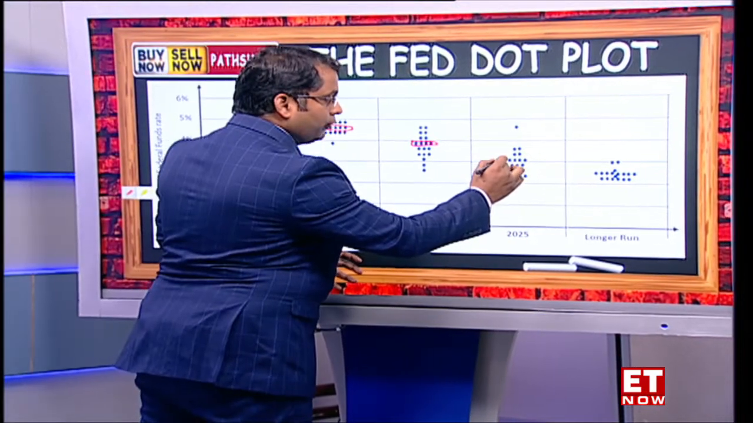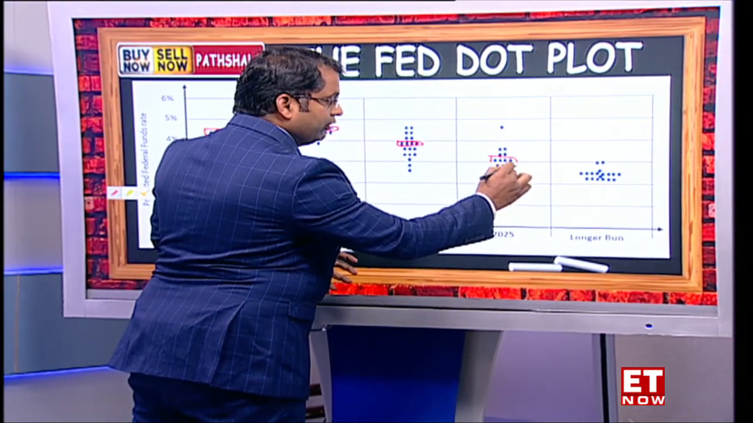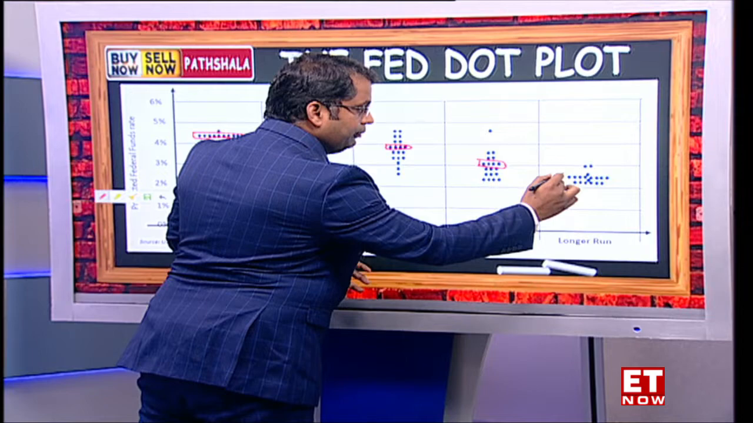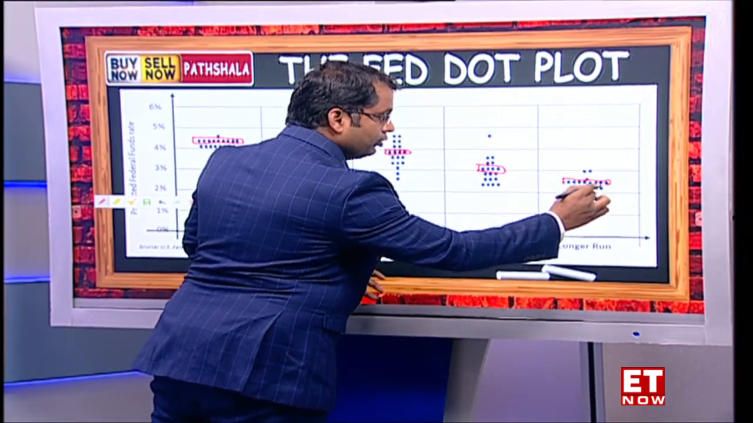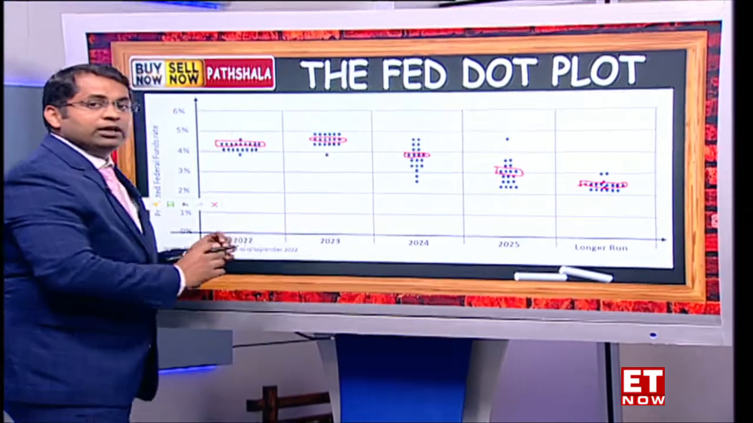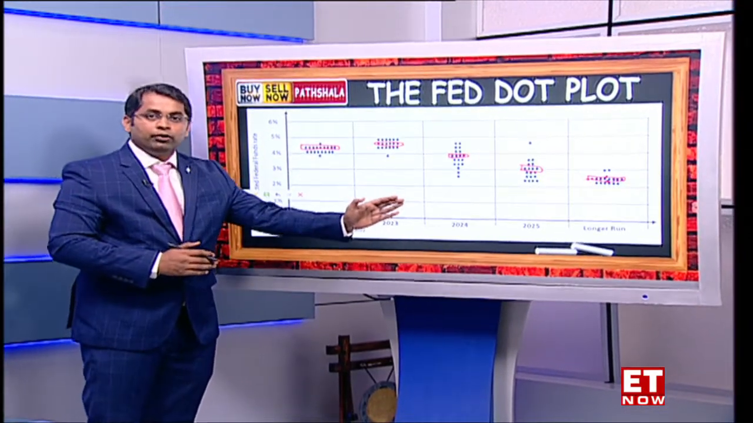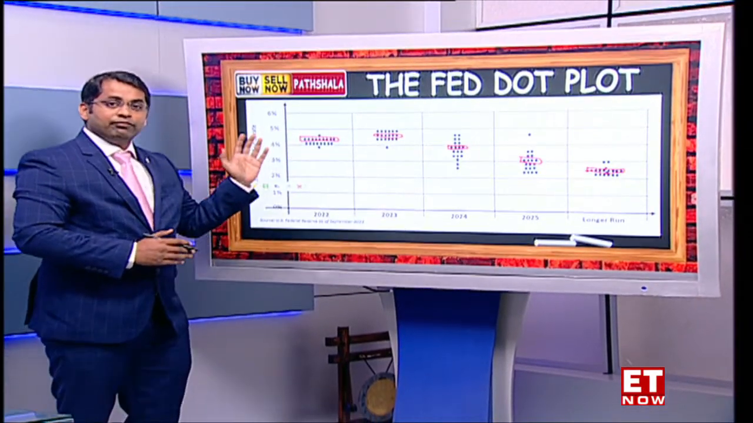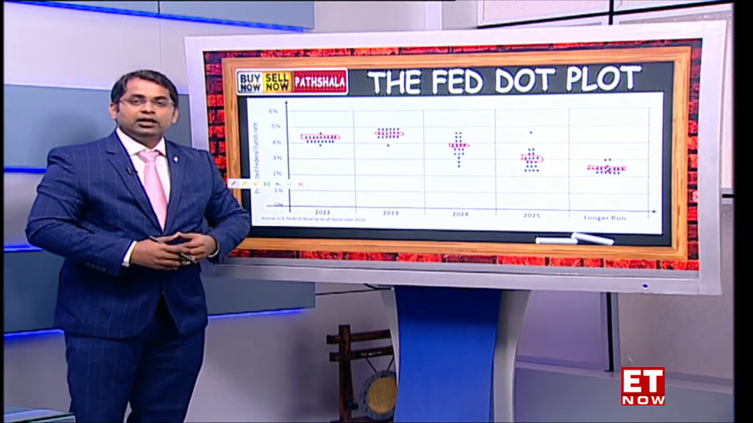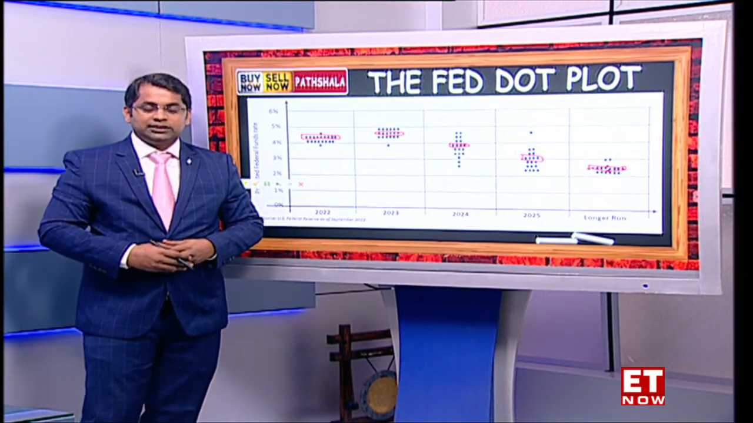In 2025, the median rate drops down to almost this kind of a level, and in the longer run, the median rate would drop down to this kind of a zone for the Fed dot plot. So this is a dotical representation of how the rates would probably move going forward. This is a very interesting phenomenon, something which I think a lot of the global economists, etc., are also following.